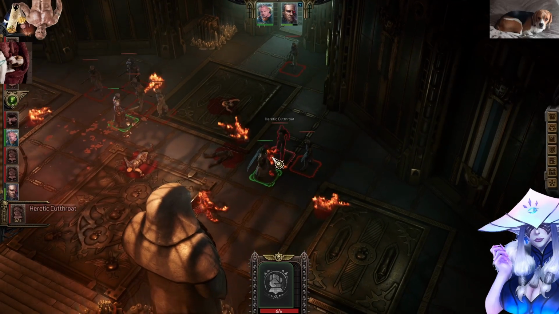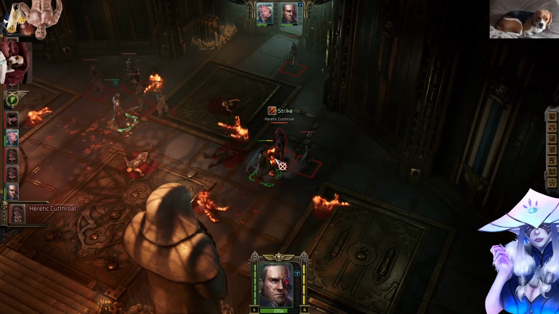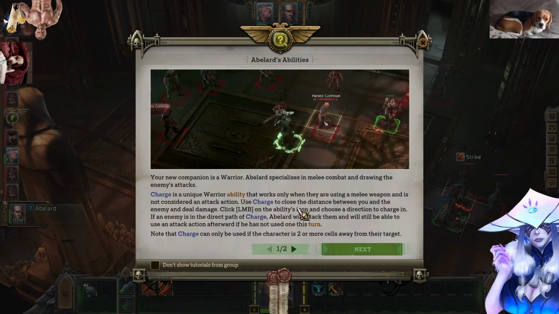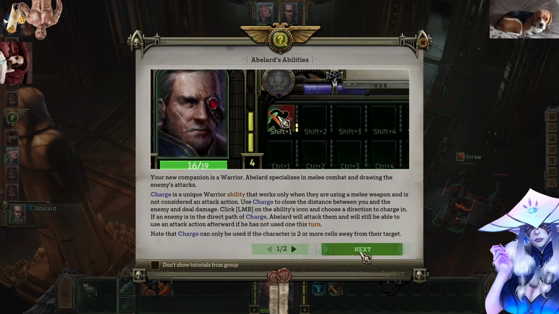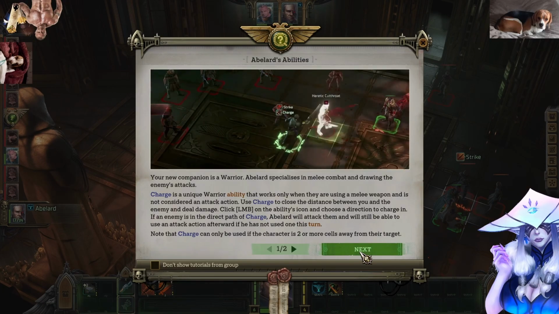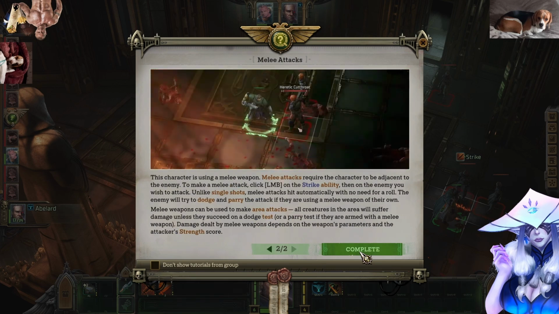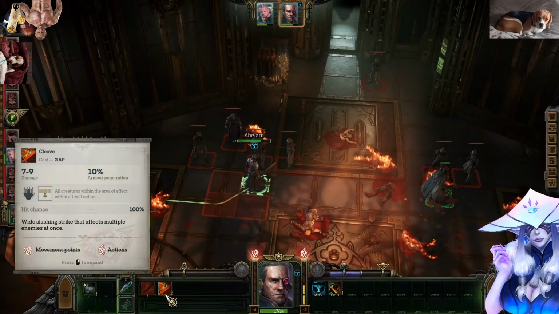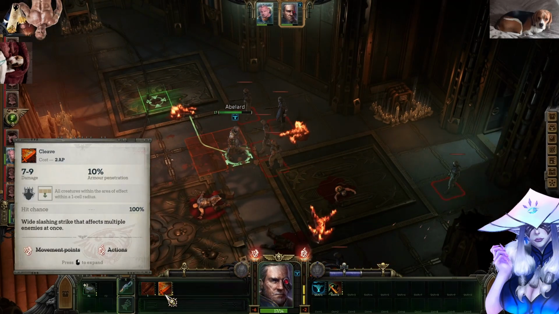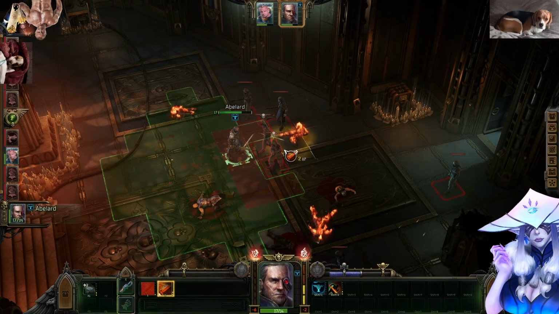Your companion is a warrior. A blood specializes in melee combat and drawing the enemy's attack. Charging unique warrior ability only works when you're using melee weapons. Melee weapon, yes, okay. Cleave. White slashing stat affects multiple enemies at once.